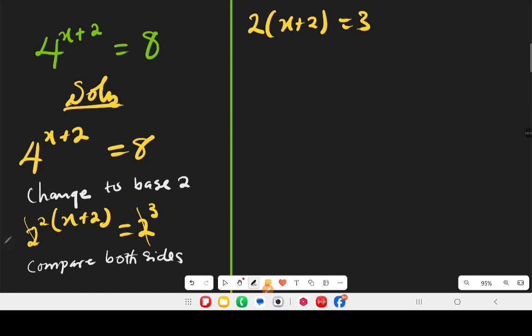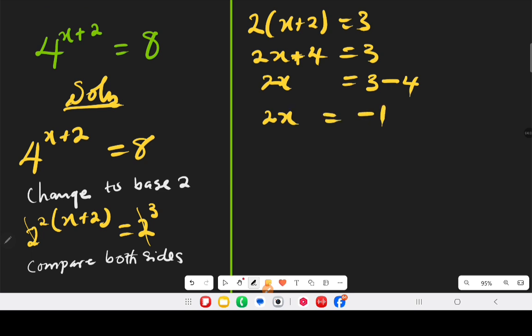Now we open the bracket. If we open the bracket, we have 2x plus 4 equal to 3. Next step, we collect the like terms, meaning numbers to one side. If we collect the like terms, we have 2x equal to 3 minus 4. When plus 4 crosses the sign of equality, it becomes minus. We have 2x equal to minus 1.